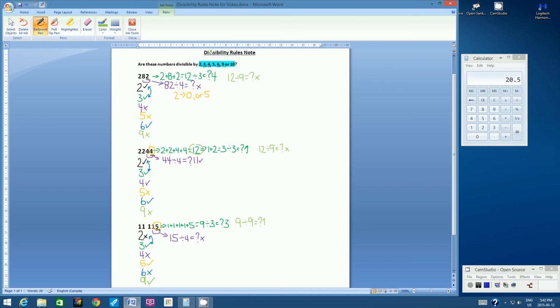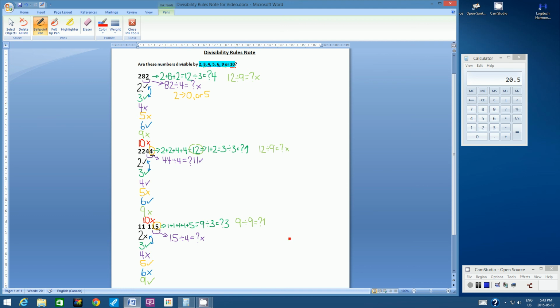Okay, now the last rule. Let me use red. Okay, is the number divisible by 10? I'm sure you know this rule already. The rule is if the ones column has a 0 in it. So 282, the ones column is a 2. There is no 0 in it. So 10 is not a number that divides into 282. Let's look at 2,244. Is the last number, the ones column, a 0? No, it is not. So 10 will not work either.